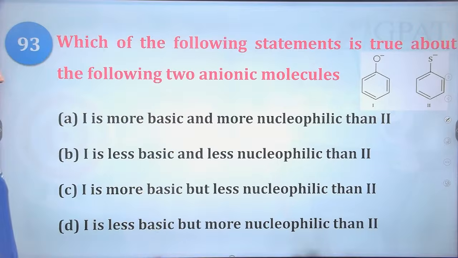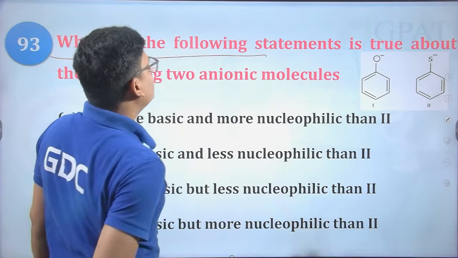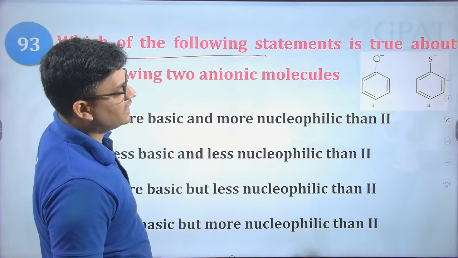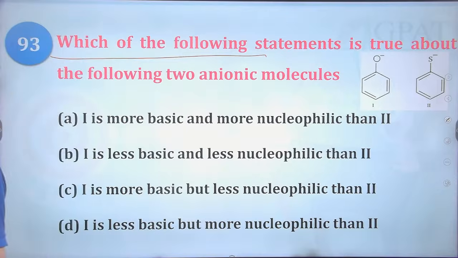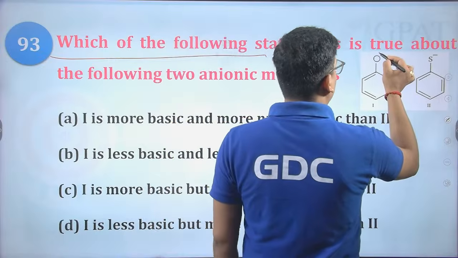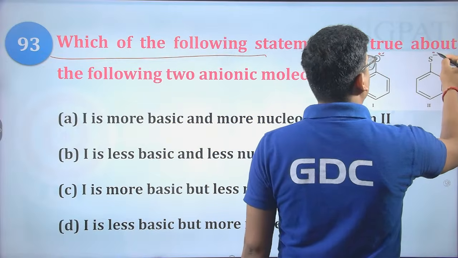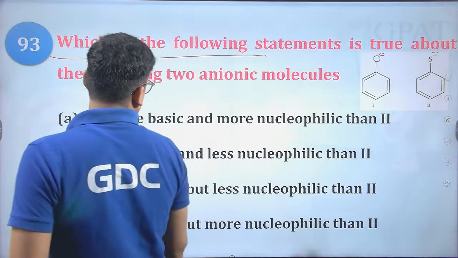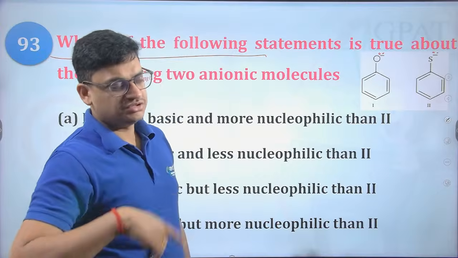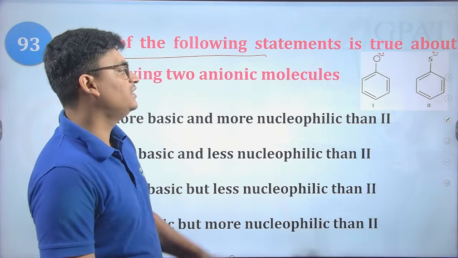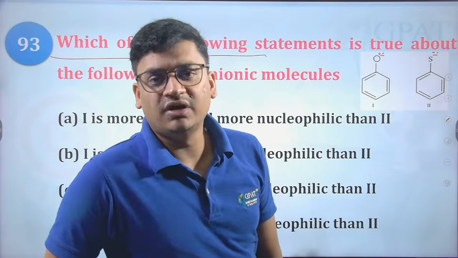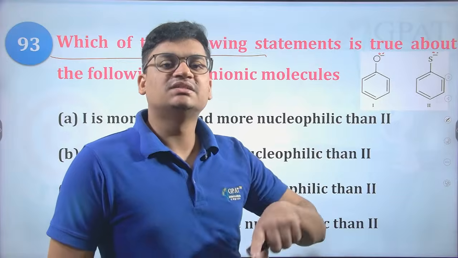Carbylamine reaction. Which of the following statements is true about the following two anionic molecules? We are having phenoxide and thiophenoxide. One is more basic and more nucleophilic than the second. Negative charge on oxygen and negative charge on sulfur. Sulfur, because of low electronegativity, will donate its lone pair inside the conjugation to have more resonance stability. But in the case of oxygen, because of higher electronegativity, oxygen will not donate its negative charge inside the ring.